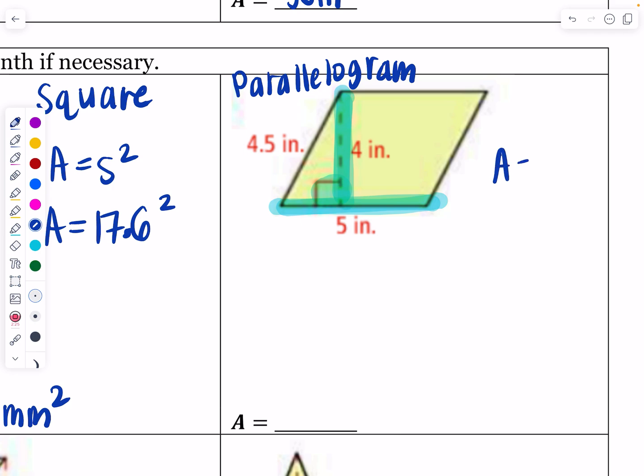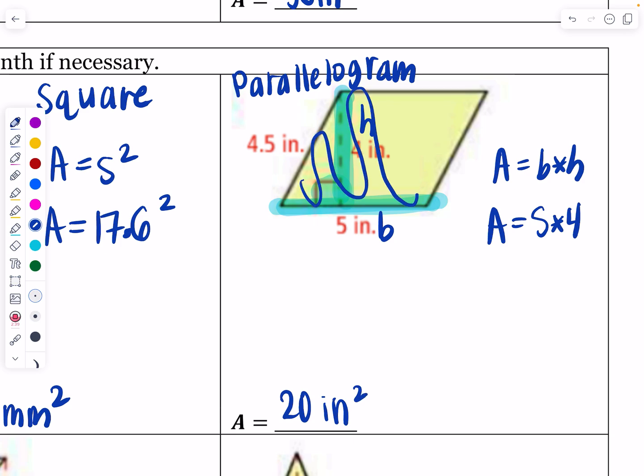So our area is going to be equal to base times height. Our base is 5, our height is 4. And so our area is going to be 5 inches times 4 inches, which of course is going to give us 20 inches squared of area. That's how much space is inside of this shape.